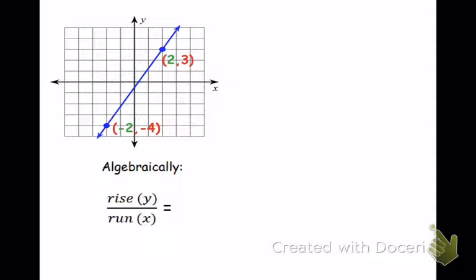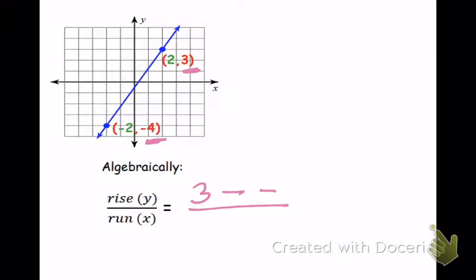So I know that in this first problem, I have (2, 3) and I have (-2, -4). So when I subtract these, I have to make sure I go in the same order both times. I'm going to start with the first y value, which is 3. Put 3. I'm going to subtract. And then I'm going to remember to write down my second number, not put 4.